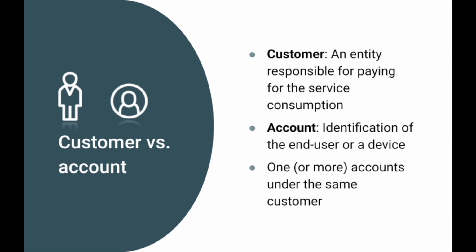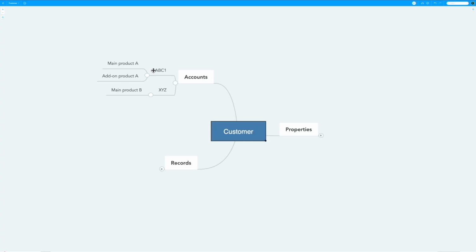An account is used for end-user identification. In our case, it will be a phone line configured on an IP phone or a soft phone. In order for the customer to be able to use the service, at least one account is needed. Each account must have a main product and can have one or several add-on products.